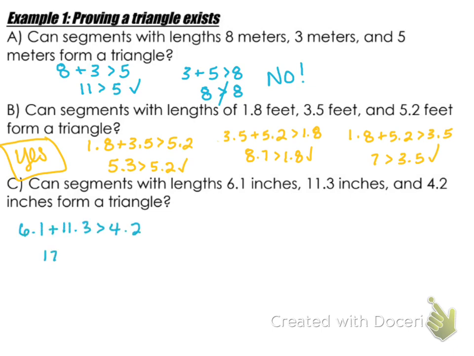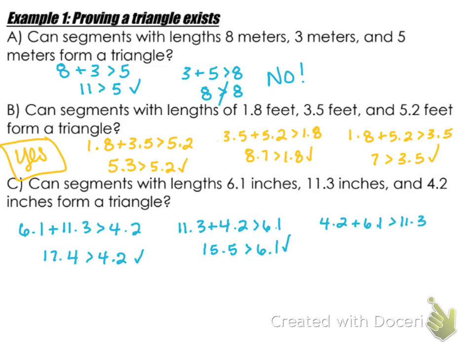Then I want to know, can segments with lengths 6.1, 11.3, and 4.2 form a triangle? The first pair works, second pair works, third pair does not. So that means no, I cannot form a triangle here. Okay, so you just have to add different pairs and see if they're greater than the third side. Do that for all three. If it works, you have a triangle. If it doesn't, you do not.